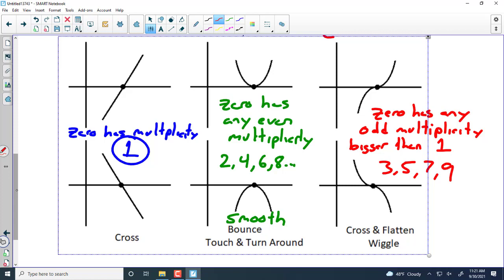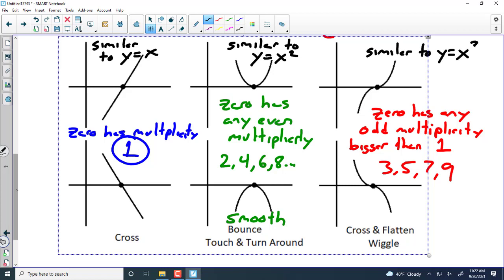Have we ever seen this wiggle action before in a graph? Did we see that on x cubed? It's just like x cubed. So another way of thinking about it is this is similar to y equals x. This is similar to y equals x squared. And this is similar to y equals x cubed. 1, 2, 3. So when you're drawing your graph and you're drawing your x-intercepts, not only do you need to make sure you hit the x-axis in the right place, you need to make sure that you are doing the right behavior.